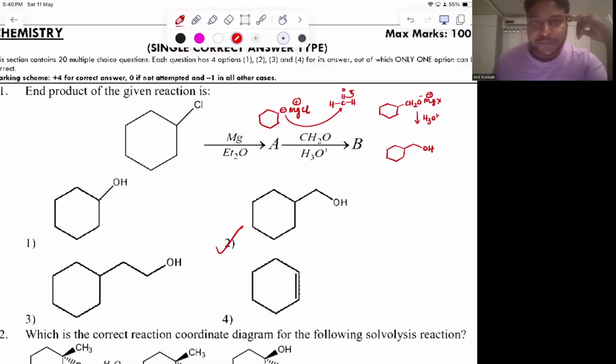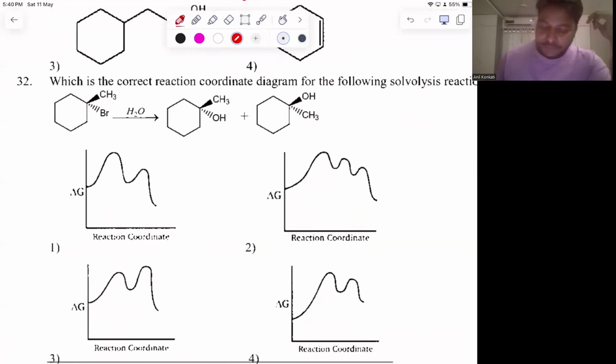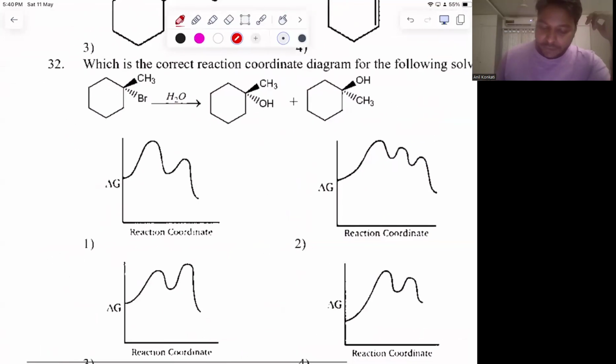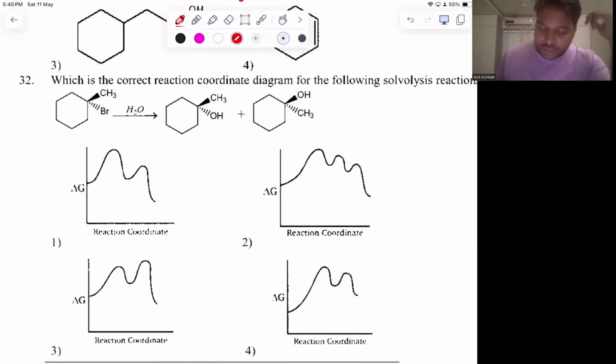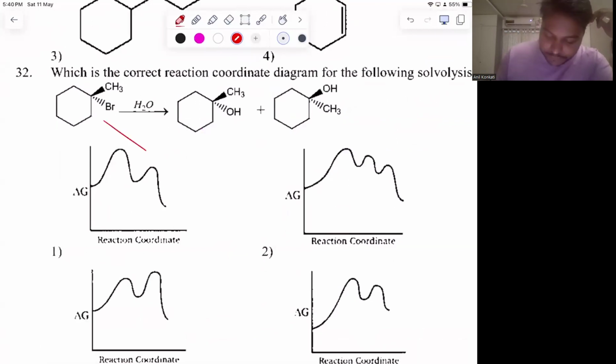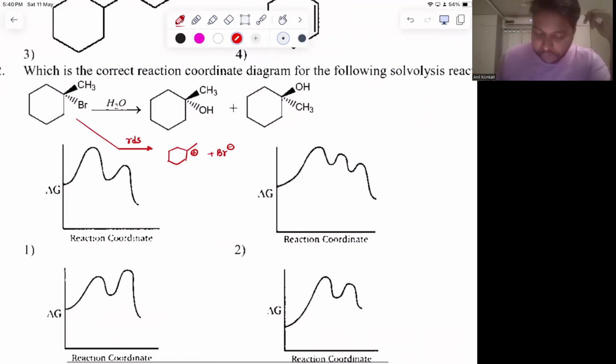Here everybody. Second, we need to check out the reaction diagram. Check out first, in the presence of water, it is a tertiary position. So it will form a carbocation. This is step 1, which is the rate determining step. RD is rate determining step.